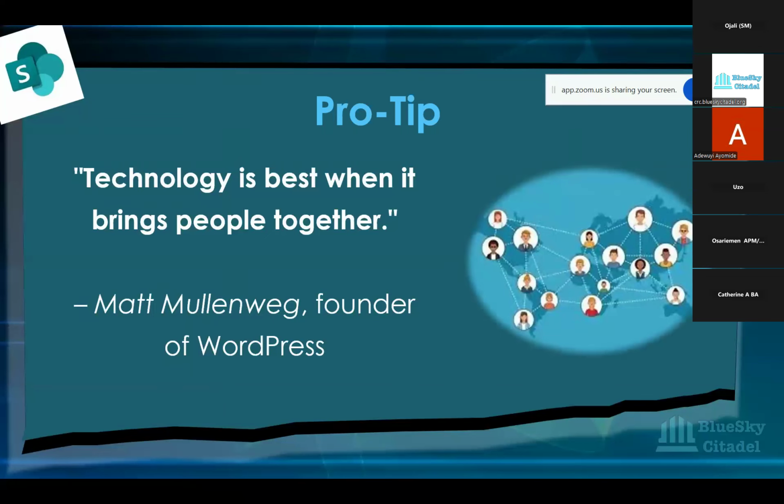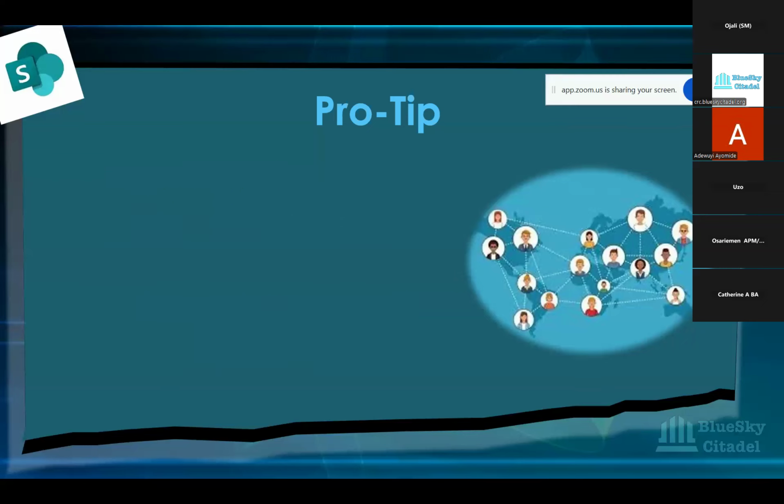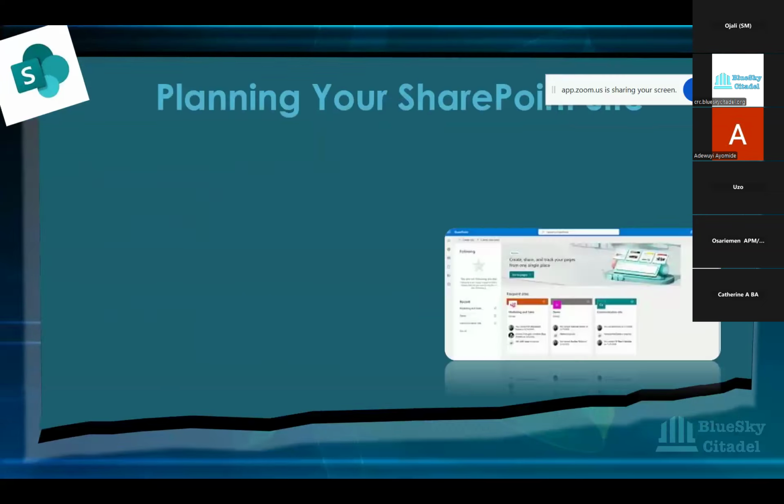Another quote. So again, technology is best when it brings people together. This is the key reason for technology. It fosters connection and collaboration, and that's what SharePoint does. So cross-functional teams are able to work together, cross-departmental communication, sharing knowledge. You can do it all. It's a huge knowledge sharing hub as well. So those are just some of the key aspects of SharePoint.